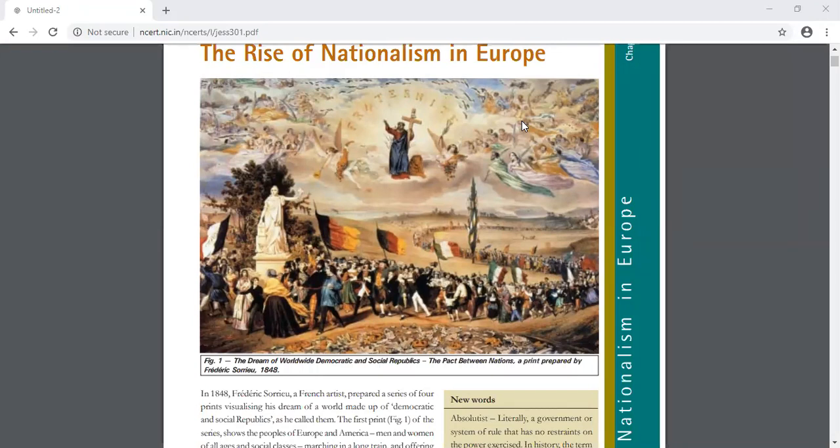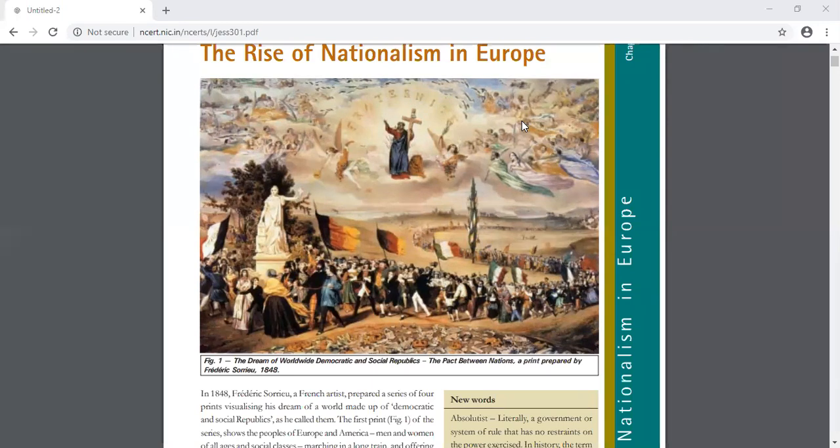And you just see in the picture, from the heavens above, Christ, saints, and angels gaze upon the scene. They have been used by the artist to symbolize fraternity. That means brotherhood among the nations of the world. Or we can say this is related, again, with globalization.